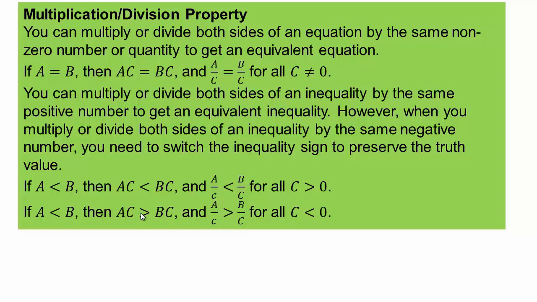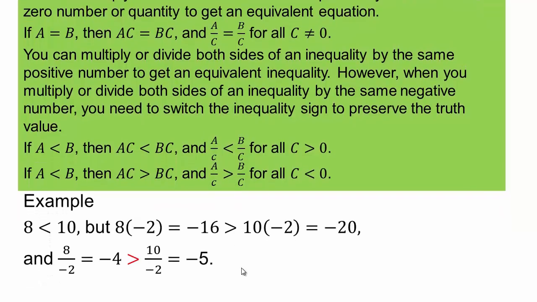This is an important factor to remember. This is what distinguishes equations from inequalities. Up until now, everything was exactly the same with equations as it was for inequalities. But when you multiply or divide both sides by a negative number, then equations behave differently than inequalities. In equations, you're allowed to do that and it preserves it. But in inequalities, when you multiply by a negative number, you have to reverse the sign. Keep that in mind.